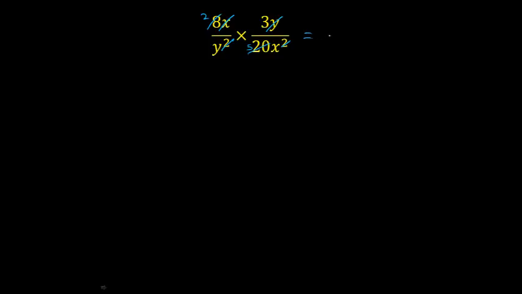I'm going to write that out so it looks a bit more clear. My first fraction is 2 over y. And my second fraction is 3 over 5x. And now I can multiply. 2 times 3 is 6. y times 5x is 5xy.